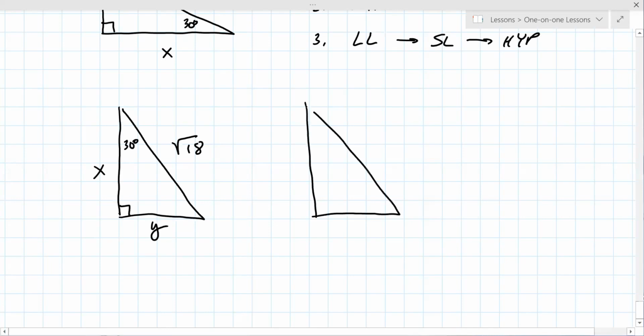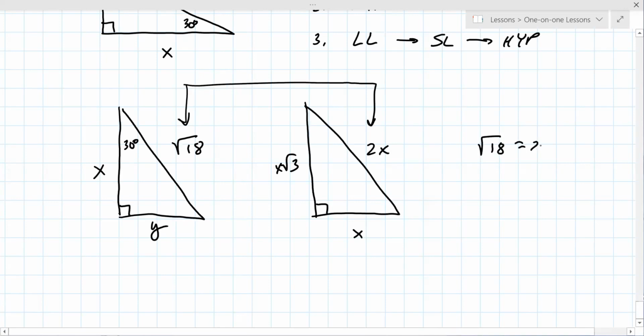Let me jump in here. I'm going to draw the reference triangle. What I always suggest doing is setting the known side equal to the reference side. Square root of 18 equals 2x, and x really refers to the short leg. So what does the square root of 18 reduce to? It reduces to 3 root 2. So x is really 3 halves square root 2.